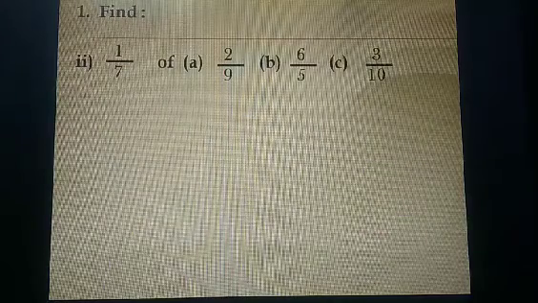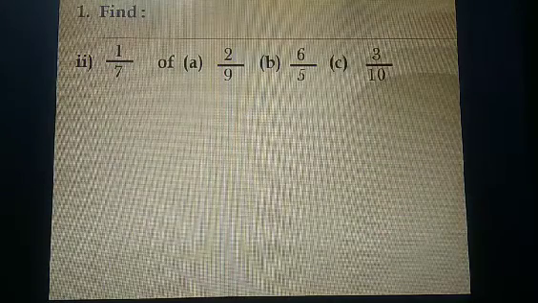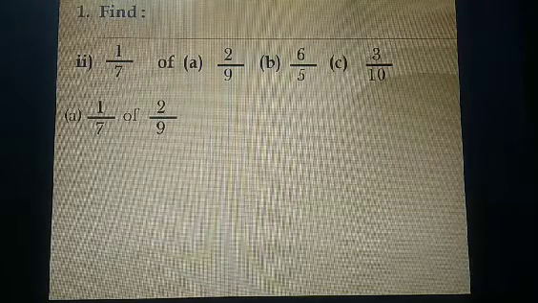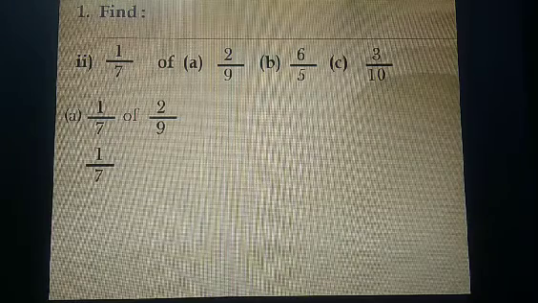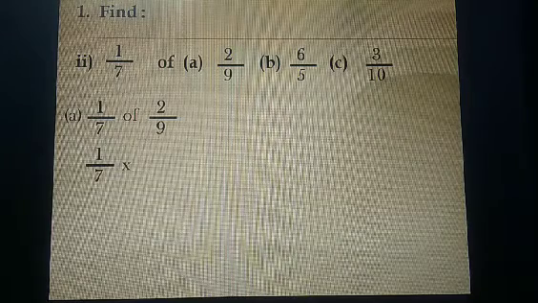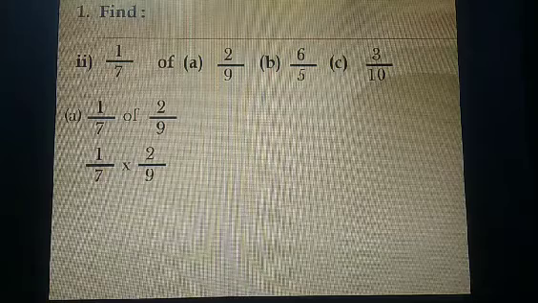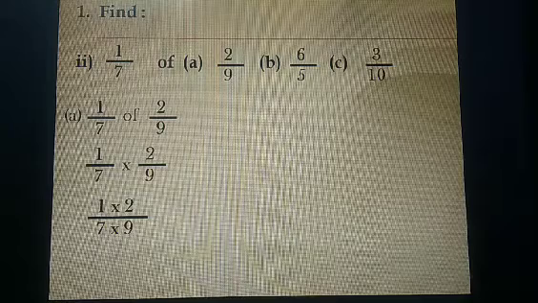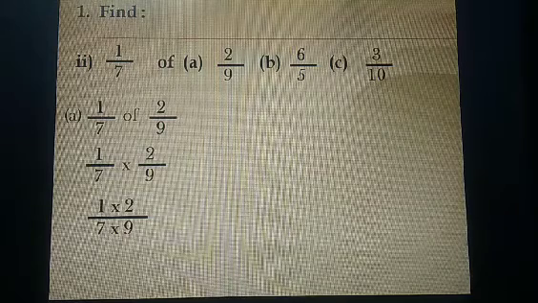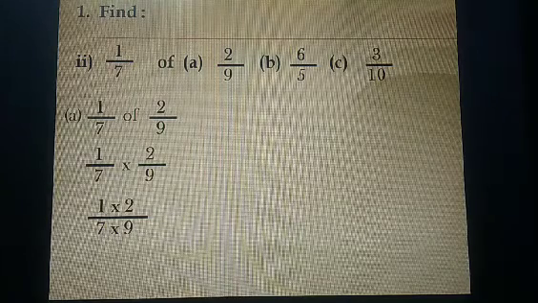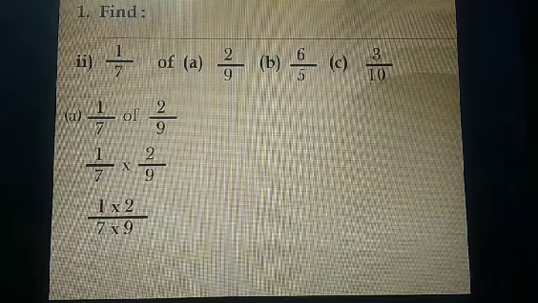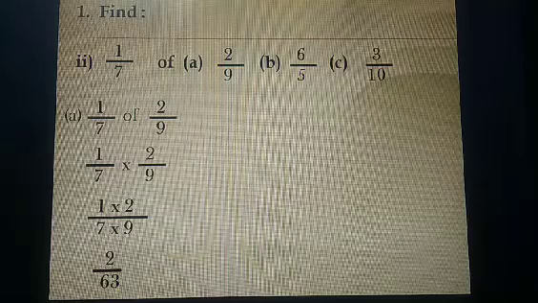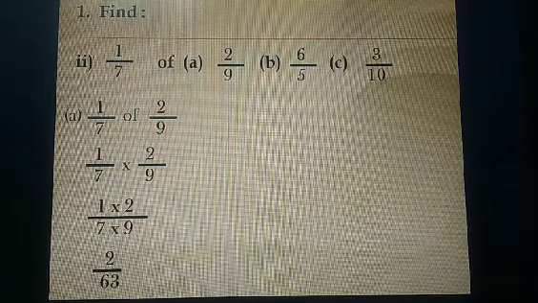Moving to the second sum of question number 1. Again, there are three parts. First, you will solve 1 by 7 of 2 upon 9. "Of" represents multiplication. Multiply the numerators and then the denominators: 1 into 2 upon 7 into 9. Is there any common factor between numerator and denominator? No. So you will multiply them and you will get the answer as 2 upon 63, which is a proper fraction.